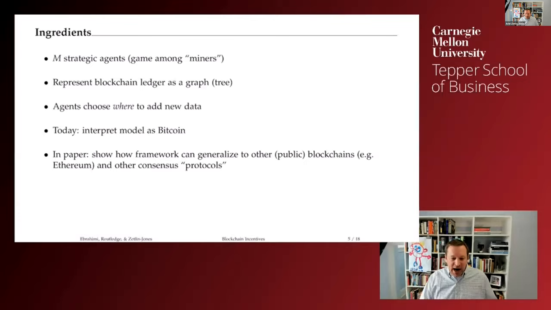In the paper, we talk a bit about how this framework would in a straightforward way generalize to other public blockchains. By public, I mean permissionless blockchains, like Ethereum, where you could store things besides credits and debits, like computer software that give rise to smart contracts, or other protocols like proof of stake. But today, this will look most closely like proof of work, where miners solve some computational problem. And if they find a successful solution, they get to add their block. Okay, these are our ingredients.